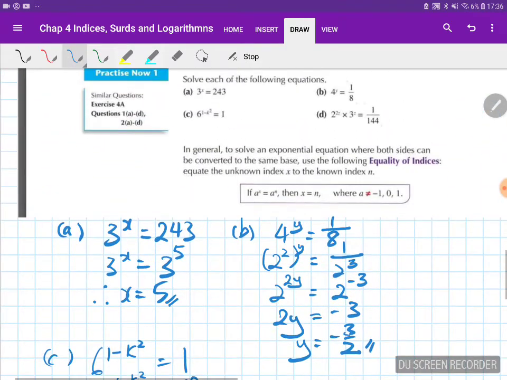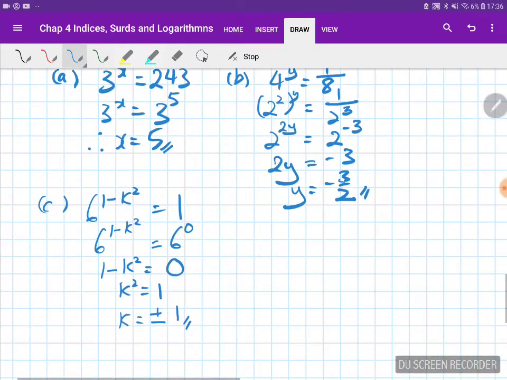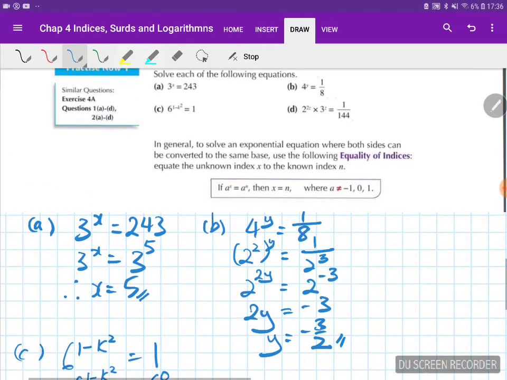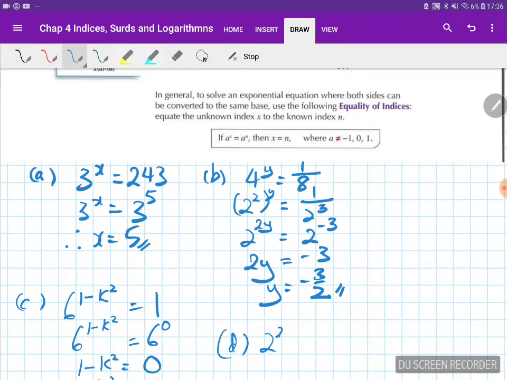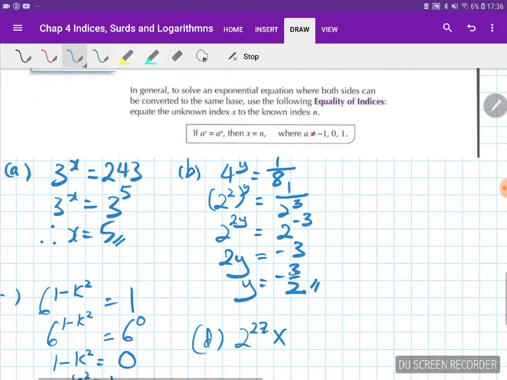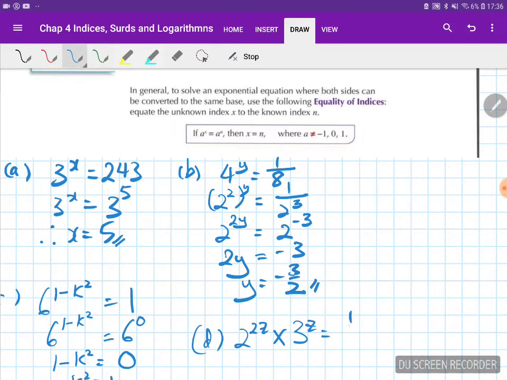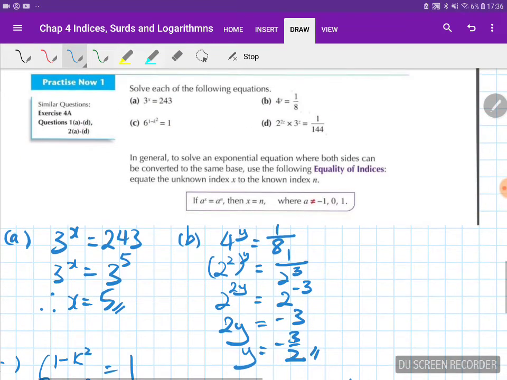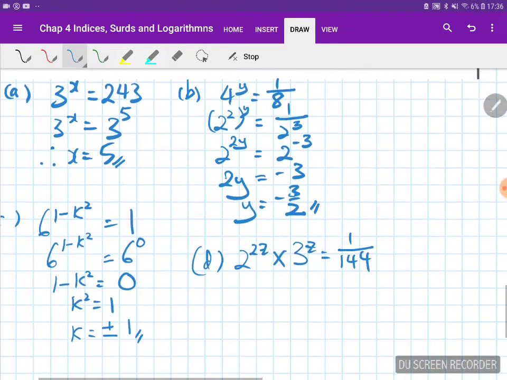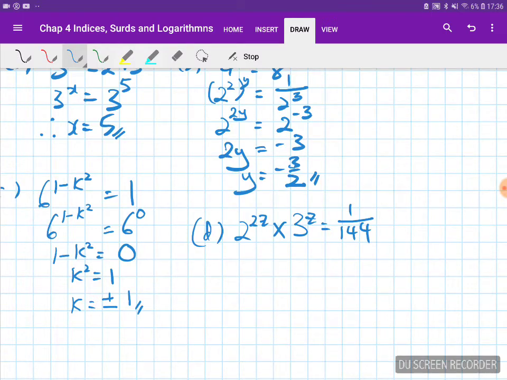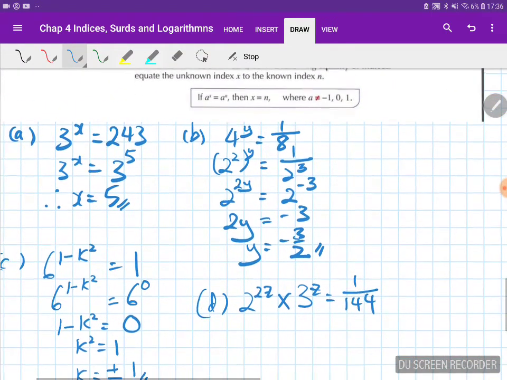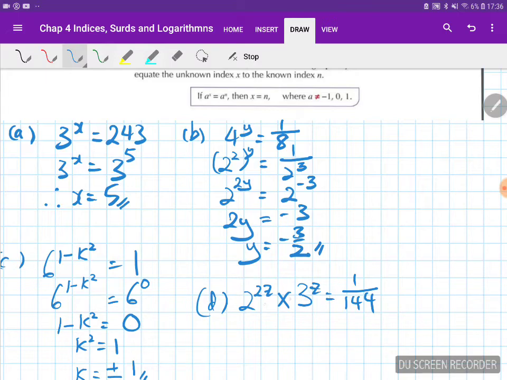Quite easily done. Let's look at the last one, part D. 2 to the power of 2z multiplied by 3 to the power of z equals 1 over 144. How should we do this question? You can see 2 to the power of 2z times 3 to the power of z. If you look at their bases, the bases are not the same, but you will notice that they have the same index, z.